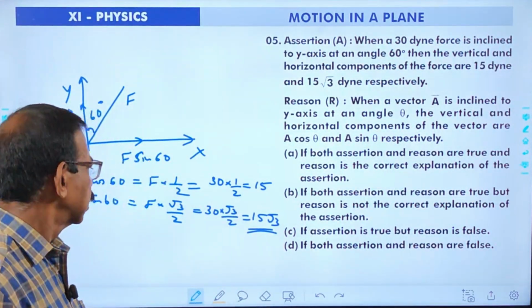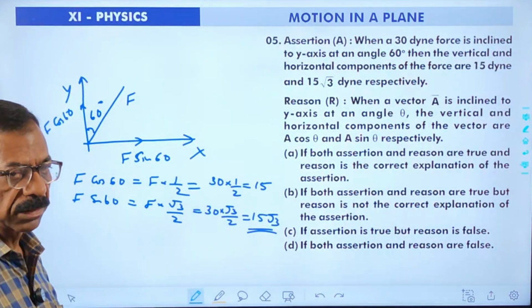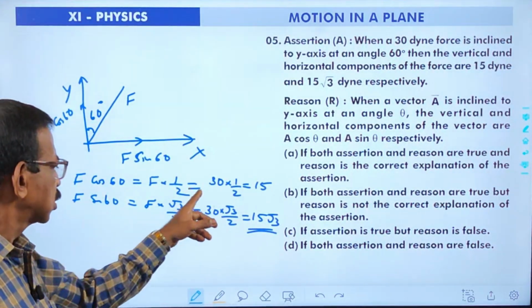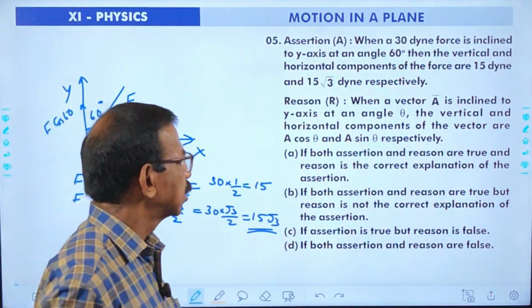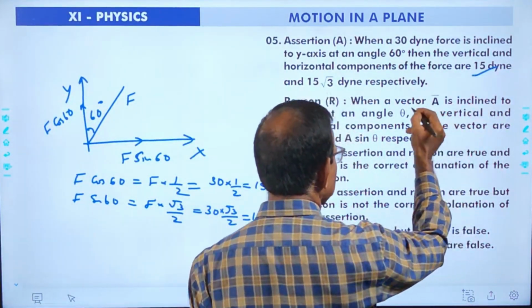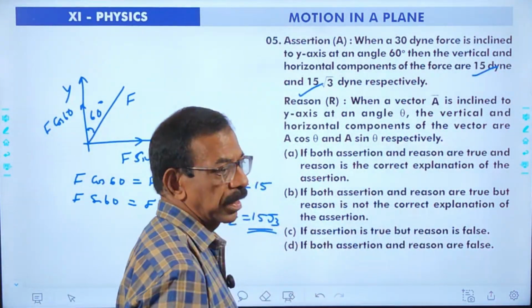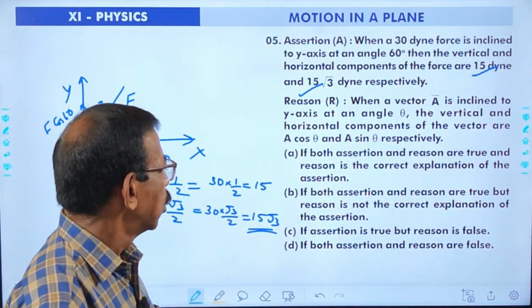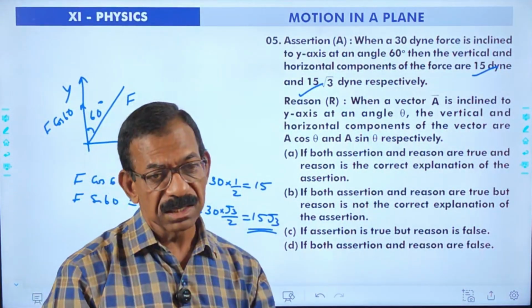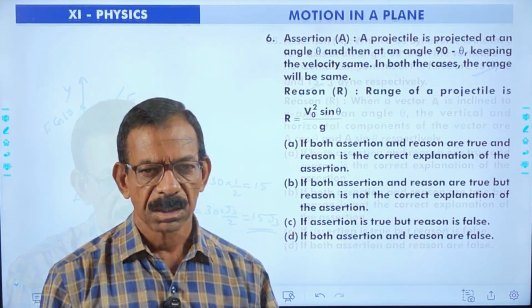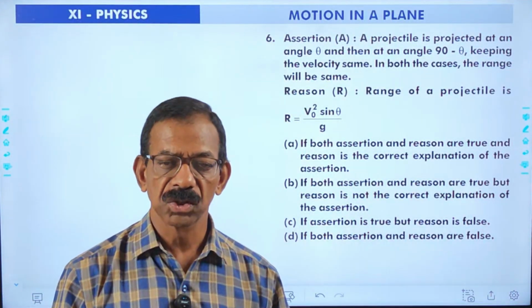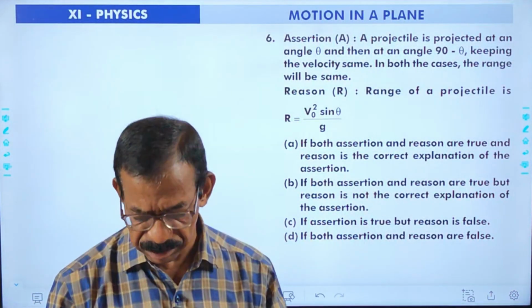It is given that the vertical component is F cos 60. We got it as F cos 60 equal to 15. Hence the vertical component is 15 dyne and the horizontal component is 15 root 3 dyne. Hence the answer is option A. Both assertion and reason are correct and the reason is the correct explanation. Now question number 6. This is also an assertion reason type question.